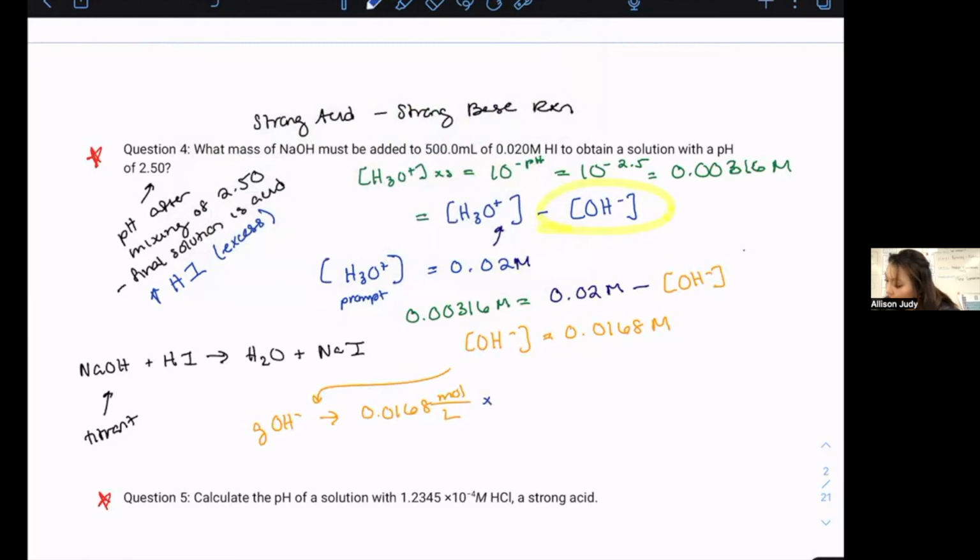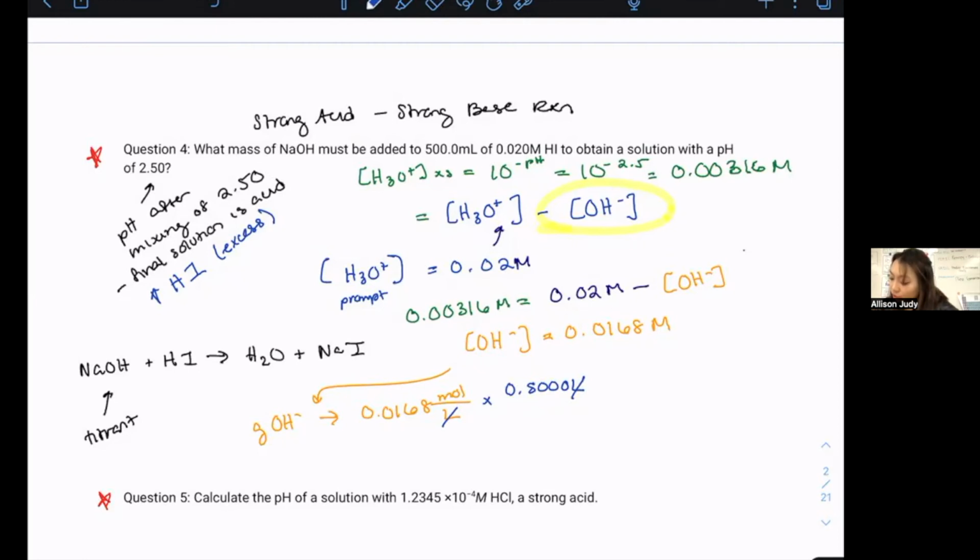times. Okay, well, I know that I have a liter value. I have to put it into 500 milliliters. So I have to do 500.0 milliliters, which I can then convert to liters so that I cancel out my units. So it becomes 0.5000 liters, and that cancels out my liters. So I'm left with a value of moles of NaOH, but I need to figure out grams of NaOH.